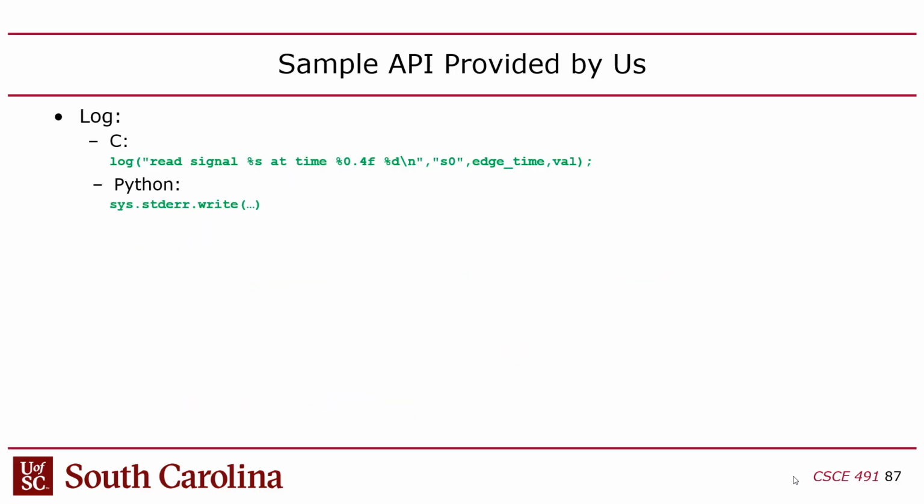Now there's a couple other features you can use. In C we have a log function, and in Python, as you might imagine, log writes to standard error. In Python you literally just write to standard error. There's no helper function for that.